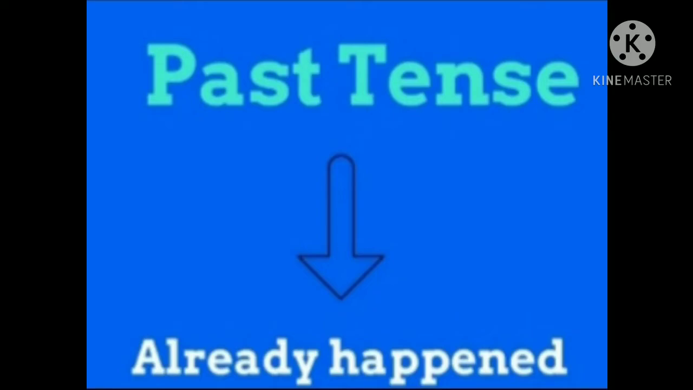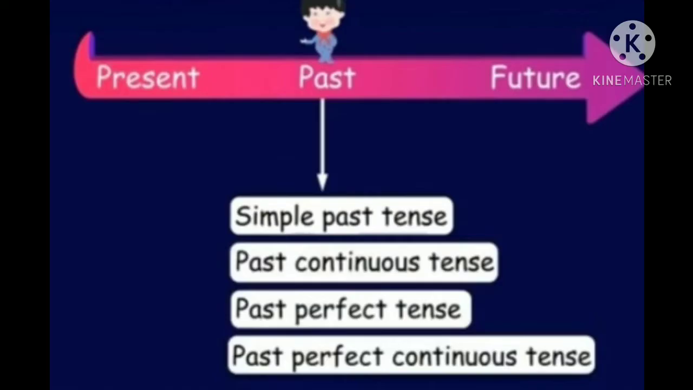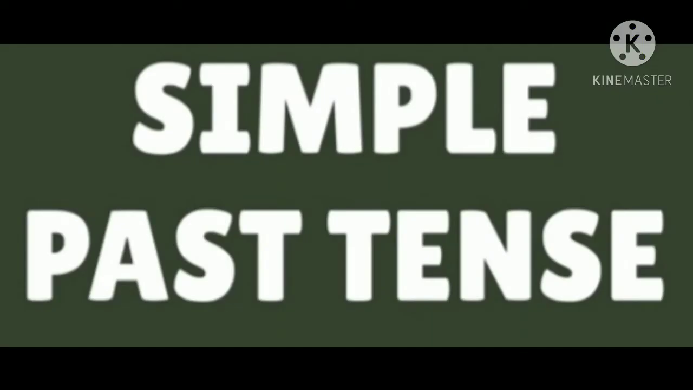Past tense. The action that has happened in the past is said to be past tense. The past tense is further classified into simple past tense, past continuous tense, past perfect tense and past perfect continuous tense. Simple past tense. Firstly, let's discuss the simple past tense.